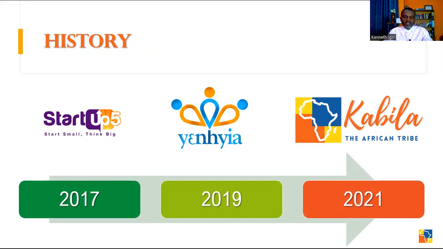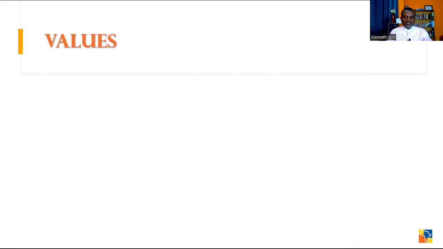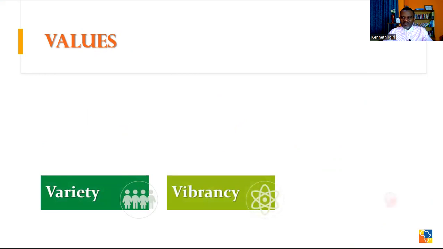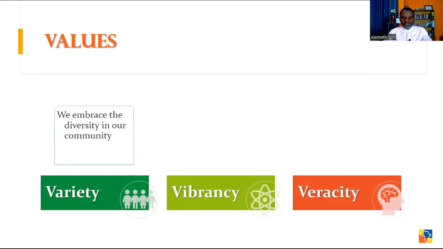In Yenshia, we invited career professionals into our midst and tried to make that mix of people who are trying to get things done aside from their day job. In Startup 5, we were focused on creating generations of entrepreneurs who are going to support each other once they cross the 5-year boundary line. And we focus on a set of values. Values of variety, vibrancy, and veracity.